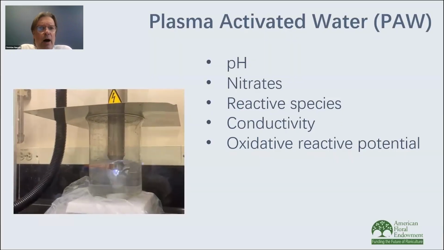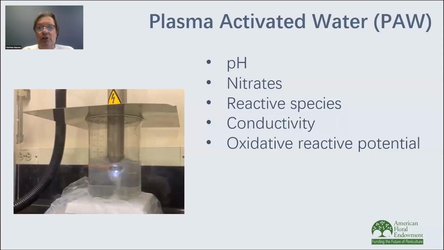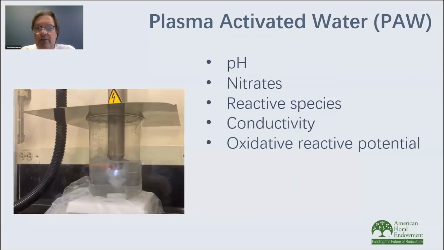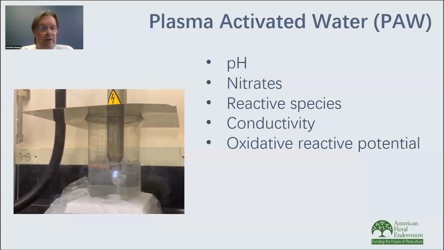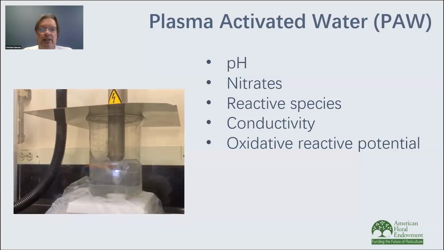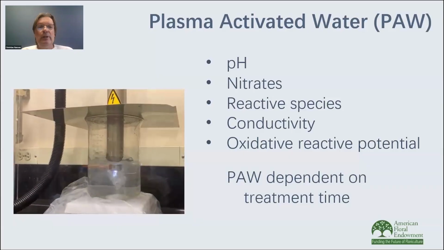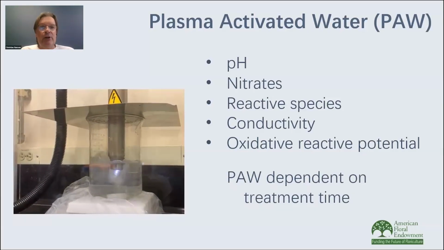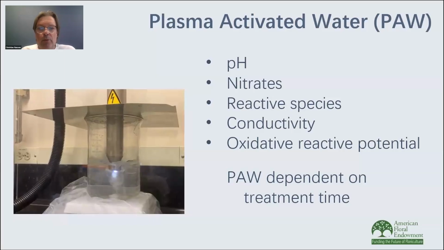Anyway, back to our main player, the PAW, the plasma activated water. In this process, depending on how long we treat the water, we change the pH, and we create nitrate, which is NO3. So the nitrogen in the air can go together with 3 atoms of oxygen in the water and also in the air and suddenly create nitrate. And we change the conductivity of the water. We change the oxidative reactive potential. A lot of characteristics of the water are fundamentally changed, and it will depend on the characteristics of the water we start out with and how long we treat it.